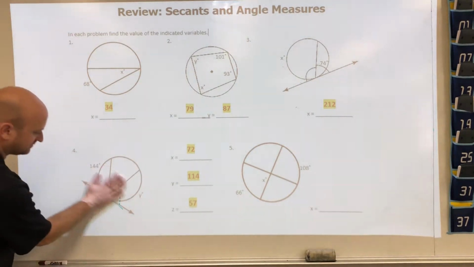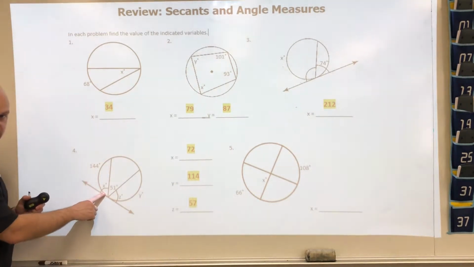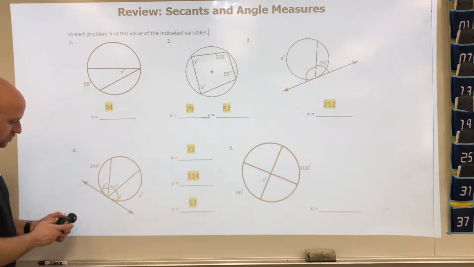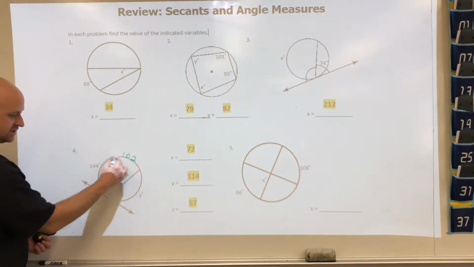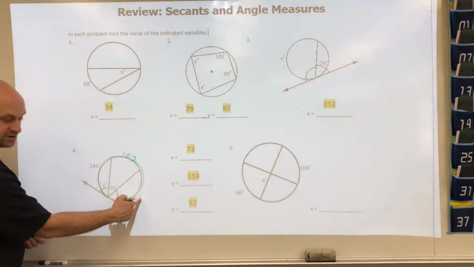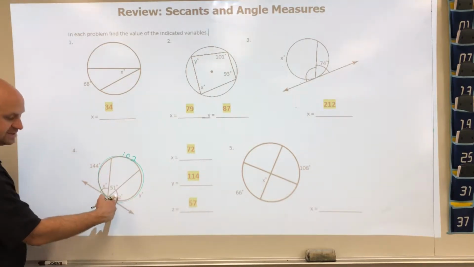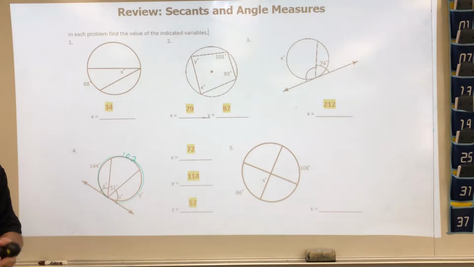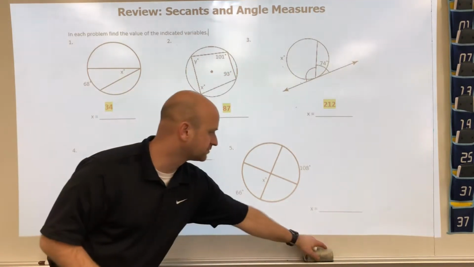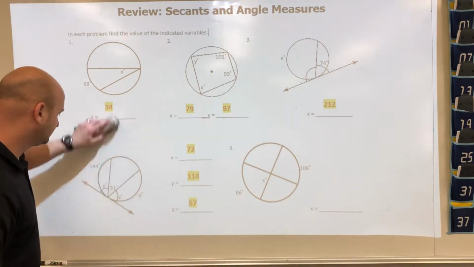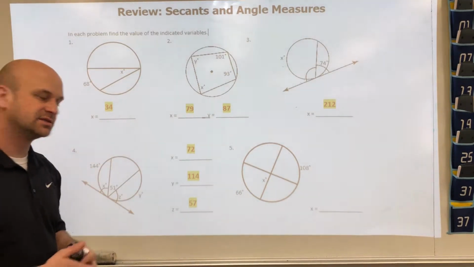Now, an alternate way to find this is after we find 72, that takes care of this, we can double the angle to get 102, and then use the arcs to find the missing arc, which is 114, and then take half of that to find z. Either one of those strategies would be acceptable. Those are both fine. All right, on number 5, we have two chords intersecting in the circle.